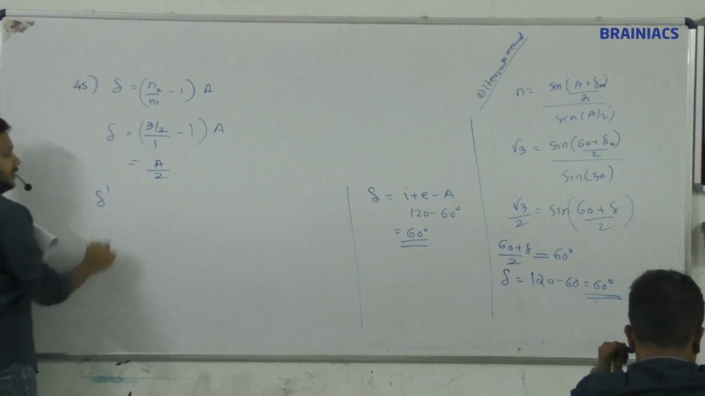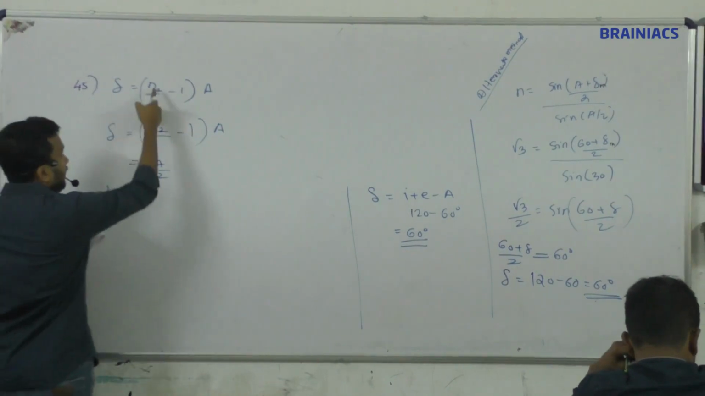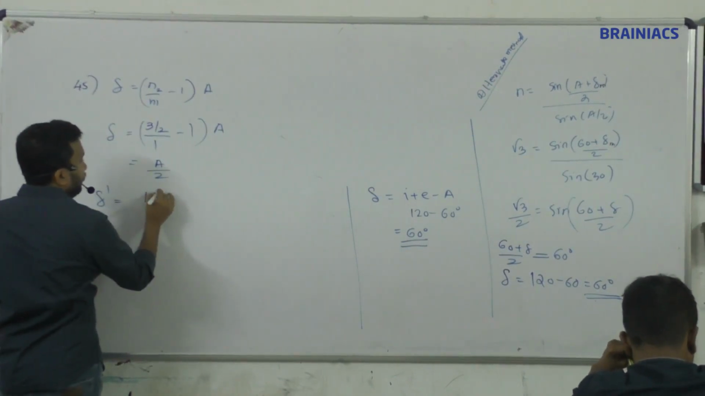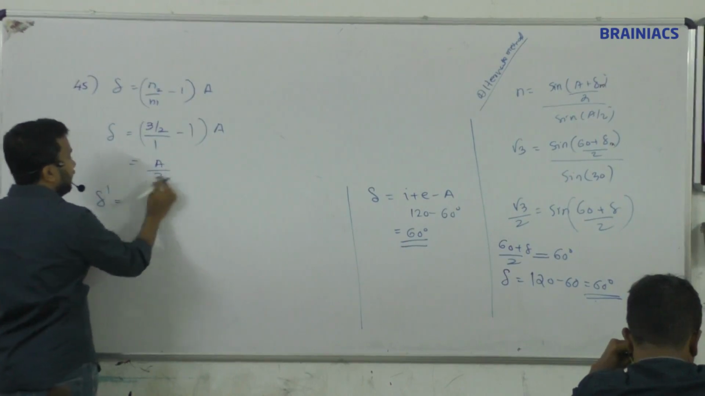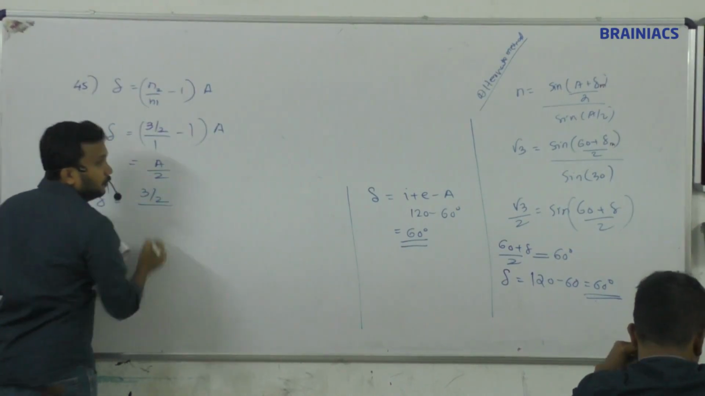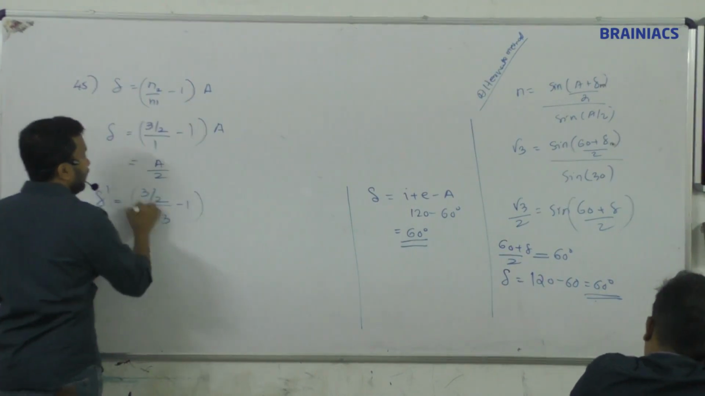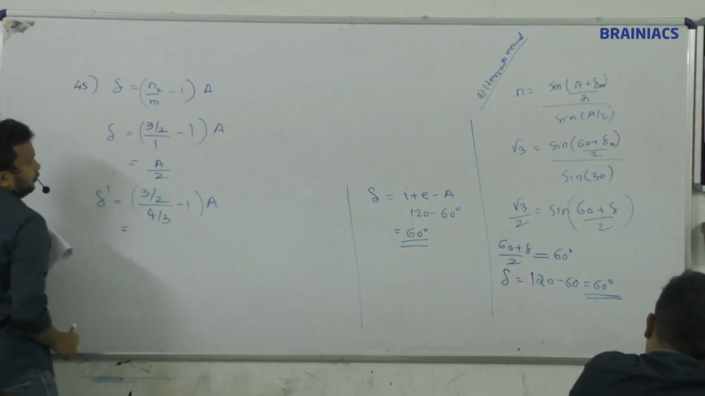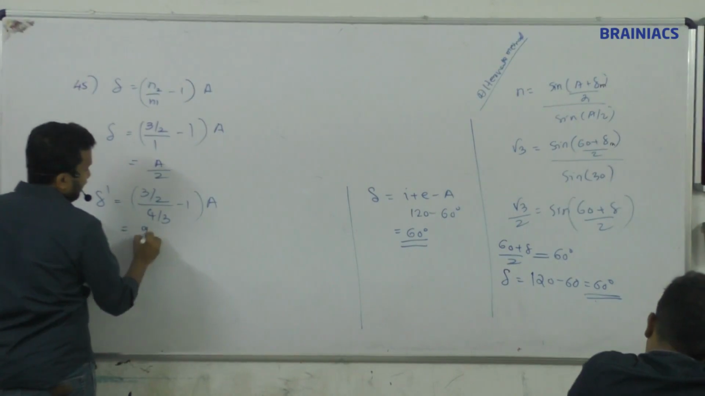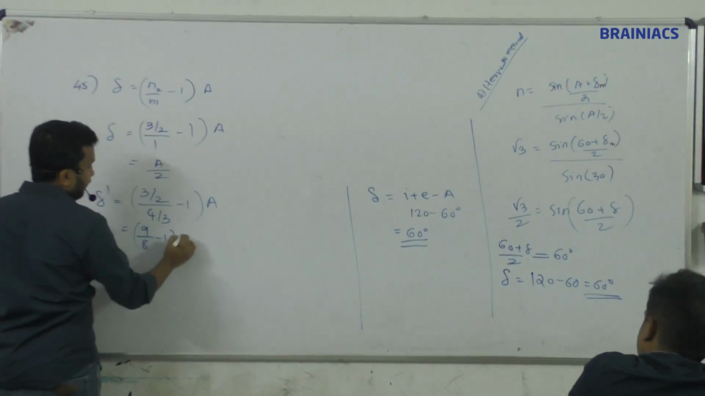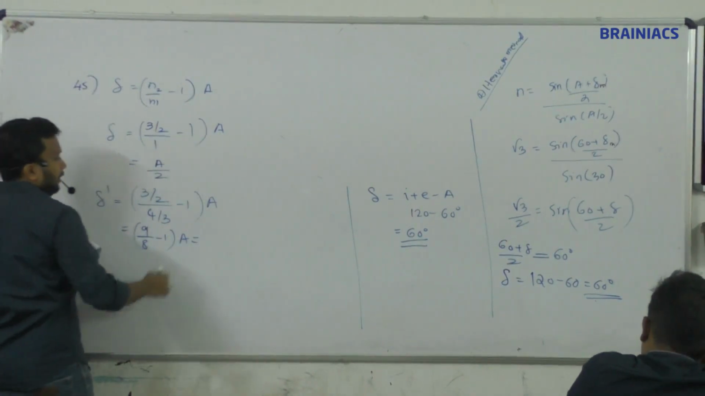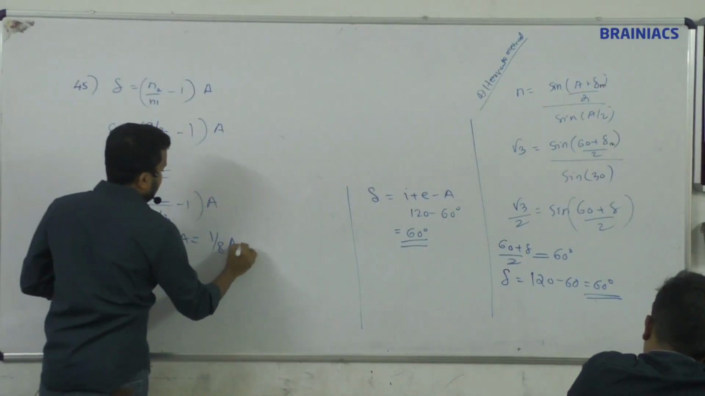Second one, in water, delta dash is equal to n2 is glass, 1.5, or I can write it as 3 by 2. Next one is what? Water. Water is what? 4 by 3, minus 1 into A. So how much should this come? 9 by 8 minus 1 into A. So how much does it come? 1 by 8. 1 by 8 A.